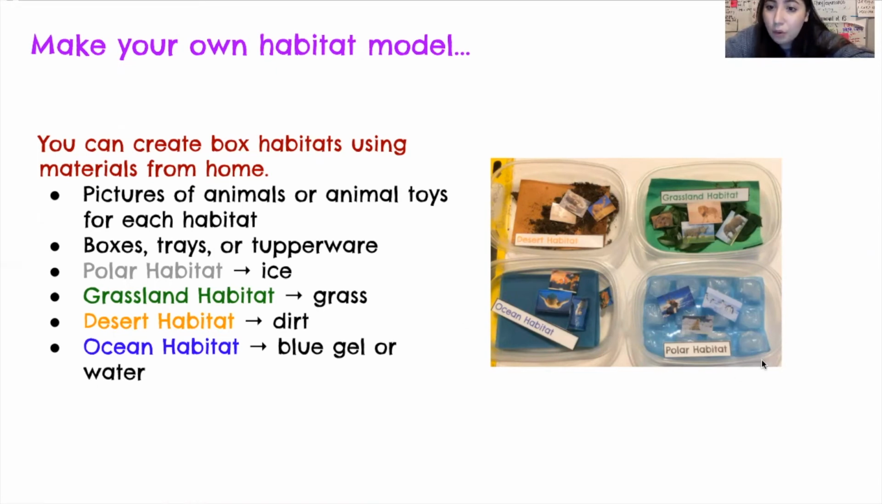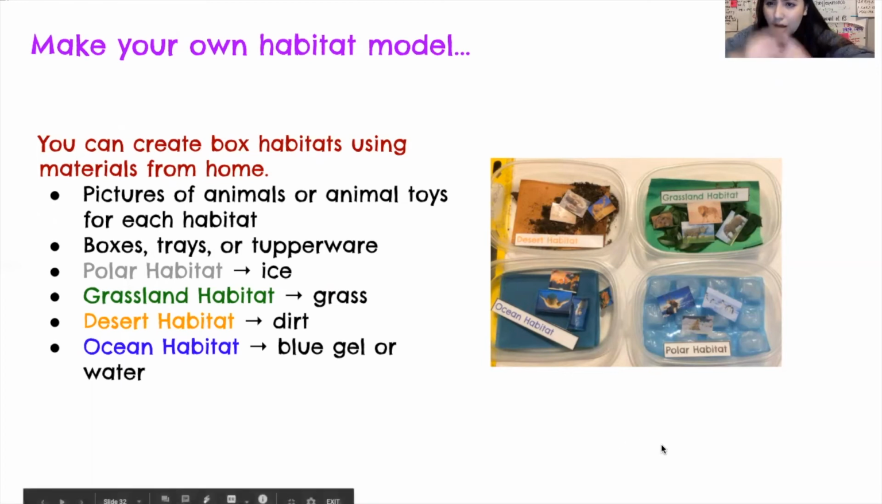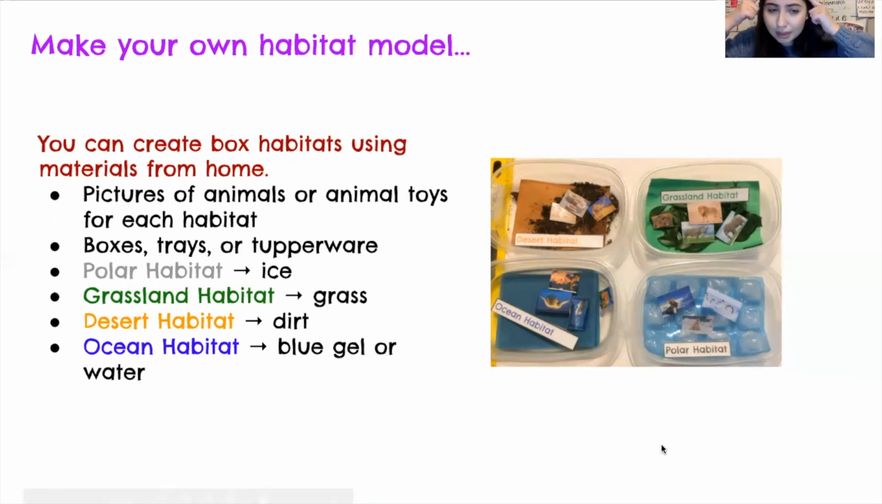So you'll see my polar habitat here has ice, and my grassland habitat has grass, and my desert habitat has dirt because I did not have sand, and I have my ocean habitat here. So we're going to watch a quick video on how I make habitats and how I use them to learn where animals live.